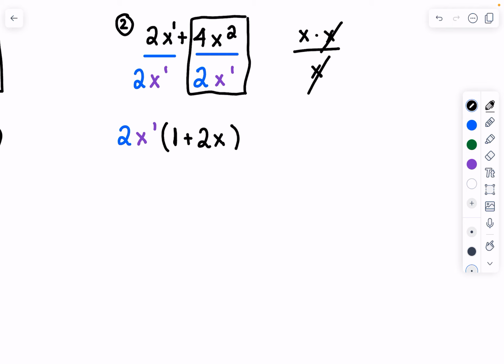Same thing, if we expand this all out, 2X to the power of 1 times 1 is just 2X. Check, that equals that. 2X to the power of 1 times 2X: 2 times 2 is 4, X times X is X squared. So we would actually get our original function of 2X plus 4X squared.